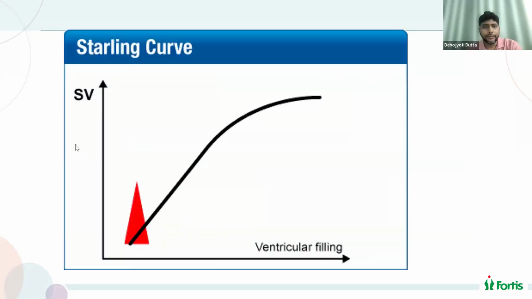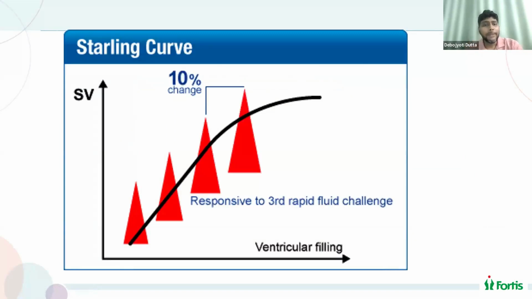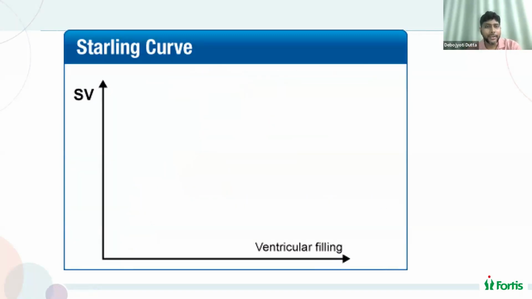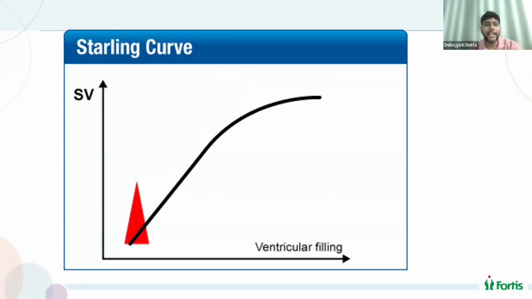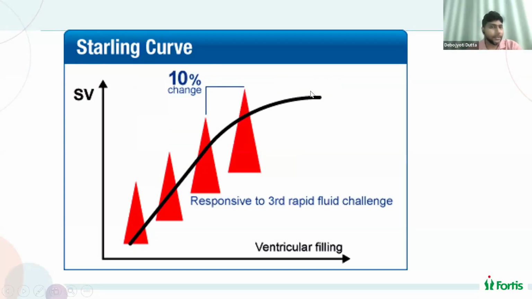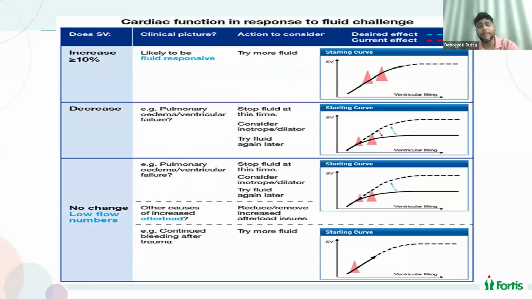So here, what is the drawback of fluid challenge? If my patient is volume responsive, we are giving a fluid challenge, see the changes, it is okay. We are giving again a fluid challenge. By the time we give the fluid challenge, ultimately we may reach the end of it, like the plateau phase. But the drawback of fluid challenge is that we are giving something. If my patient is not at all fluid responsive, we cannot take it out. So we can induce congestion or hypervolemia in the patient.